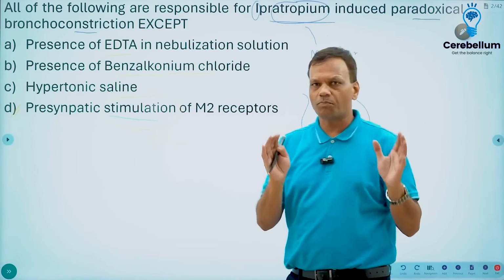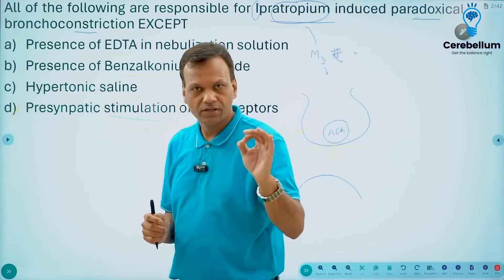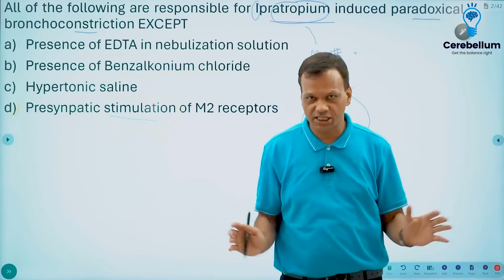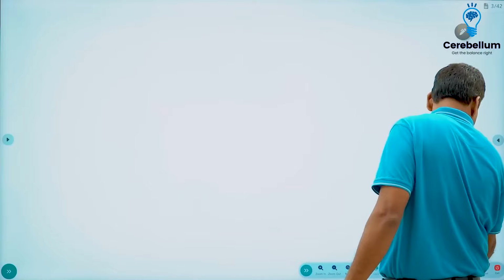So remember, ipratropium does not stimulate M2, rather it blocks M2. Okay. So this controversy is crushed, right? Great. So now we can move to the next controversy.